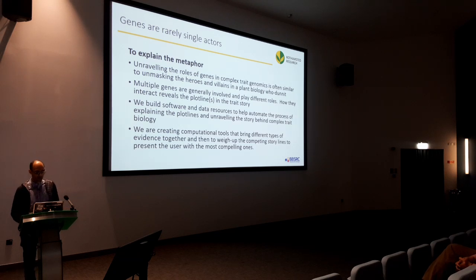So what is it we are doing? We are building software and data resources to help automate the process of explaining the plot lines and unraveling the story behind complex traits and trait biology. So we are creating computational tools that bring different types of evidence together and then weigh up competing storylines to present the user with the most compelling stories. Okay, so this job of assembling evidence is a tedious job for humans. Machines can help, but they face their own challenges.